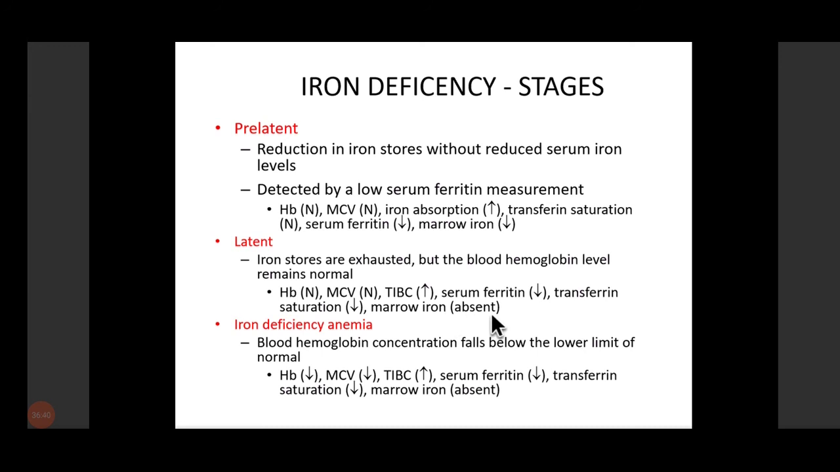When you do a stain in the marrow, it is absent. In overt iron deficiency anemia, the hemoglobin and the MCV fall below the lower limits. Everything is low in this except for total iron binding capacity. These are the stages of iron deficiency: pre-latent, latent, and iron deficiency anemia.